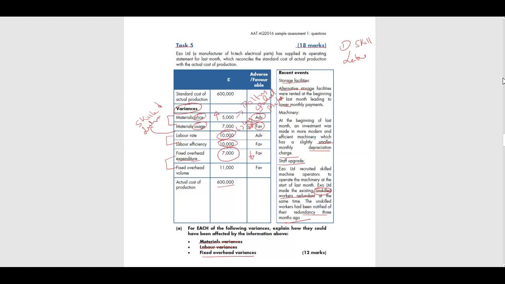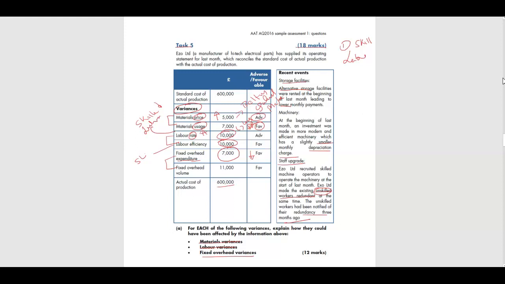So of course, if we don't have unskilled labor anymore, and we now have only skilled labor, we have to pay more money to them. So this is the reason the labor rate has gone up, and that brings us 10,000 adverse. On the other hand, labor efficiency variance 10,000 is favorable because now the skilled labor works more efficiently, and because of that they are faster, their product is of higher quality, and that brings us labor efficiency 10,000 favorable.